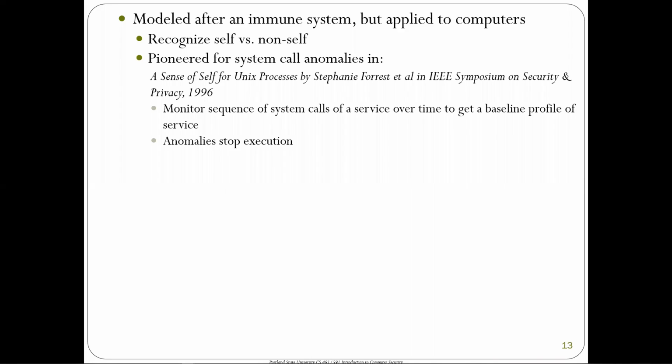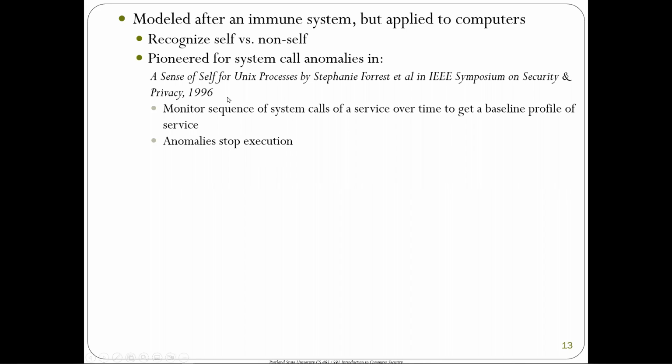And then it can identify anomalies as things that it has to attack with its white cells. And so that's the idea of doing that approach, but modeling it, bringing it over to computing systems, is the idea of anomaly detection. And this was pioneered in 1996 in this paper.